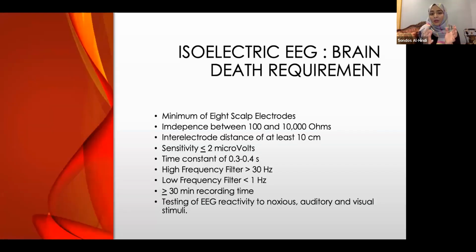Again, in summary, what are the criteria by the American Clinical Neurophysiology Society? An isoelectric EEG for brain death requires a minimum of 8 scalp electrodes, impedance between 100 and 10,000 ohms, inter-electrode distance of at least 10 centimeters, sensitivity of less than 2 microvolts, time constant of 0.3 to 0.4 seconds, high frequency filter of more than 30, low frequency filter less than 1, recording of more than 30 minutes, and testing of EEG reactivity is very important.